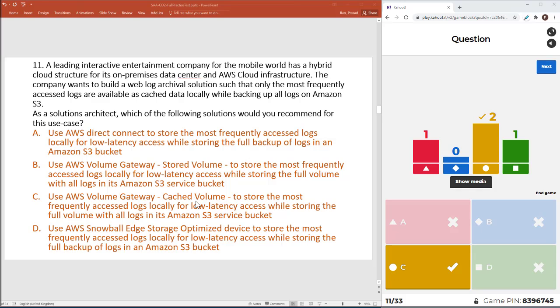So from the question perspective, yes, AWS Direct Connect is also a kind of hybrid solution for providing network connectivity. It is mainly used for network connectivity. Volume Gateway, or we can call it Storage Gateway, is mainly for providing a hybrid storage solution. And Snowball Edge is mainly for storing the data at the edge locations, and then you can transfer it to AWS. But what they are talking about here is that the most frequently accessed logs are available as cached data locally.